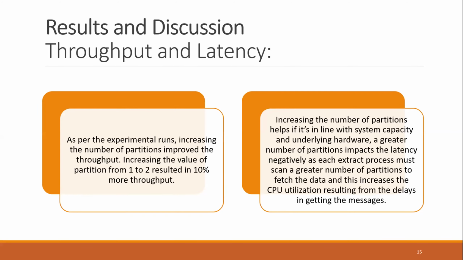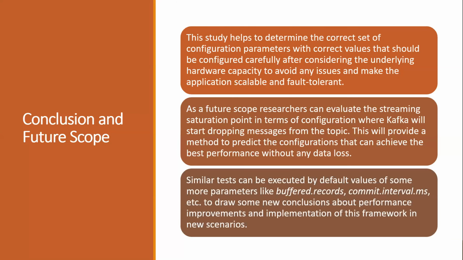when we know the data volume, then after seeing these stats, we can see what capacity of CPU will be required, and how much RAM and how much file system capacity will be required for designing an application in Apache Kafka. As I said, this study helps to determine the correct set of configuration parameters, with correct values that should be configured carefully after considering the underlying hardware.